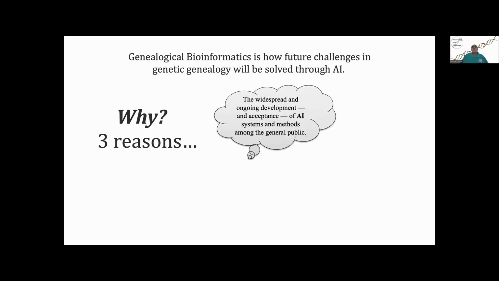First, the widespread and ongoing development and acceptance of AI systems and methods among the general public. At this point, it's pretty much a given that even if you haven't yet employed AI as a tool in your own genealogy research or in other aspects of your life, you're aware that these tools exist, and you probably know someone who has productively employed or at least played with one or more of the AI tools such as Claude or ChatGPT that are freely available on the internet. I'll give you a brief example of just how quickly things have evolved.